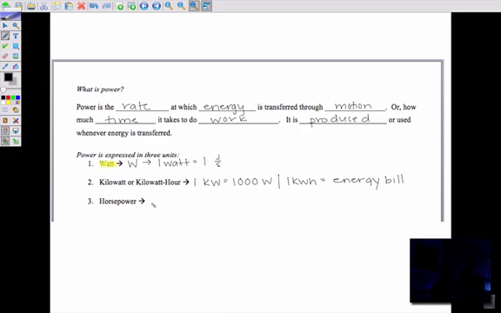The last unit is horsepower, and this is usually used in car engines. And 1 horsepower is equal to 746 watts, which is pretty specific, but this is our conversion factor from horsepower to our normal unit of watts.